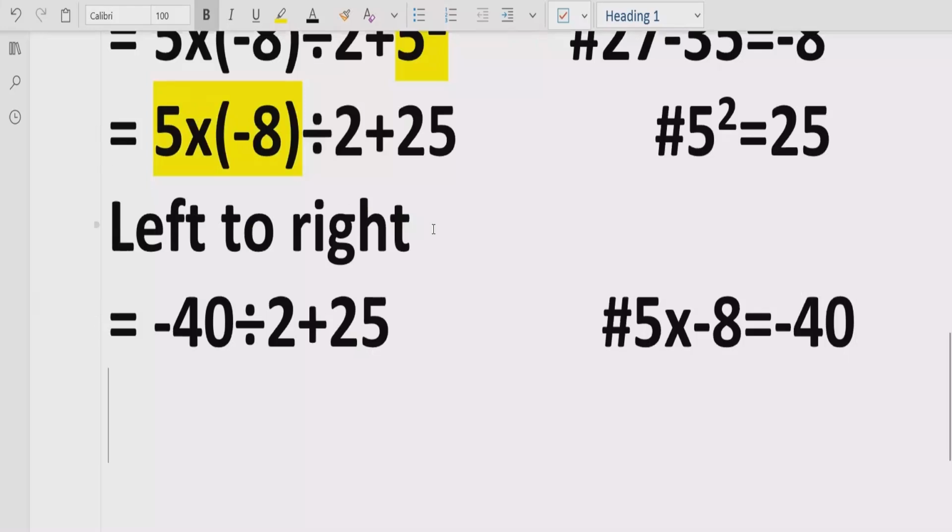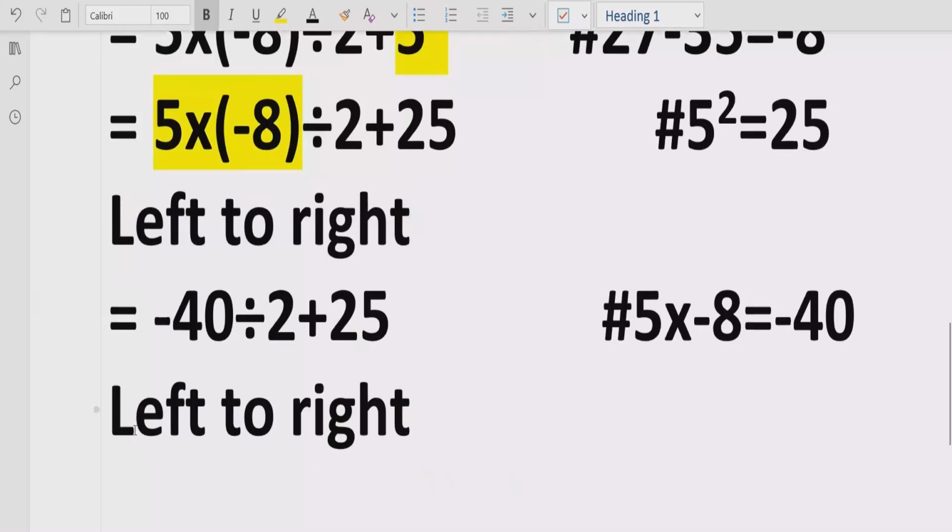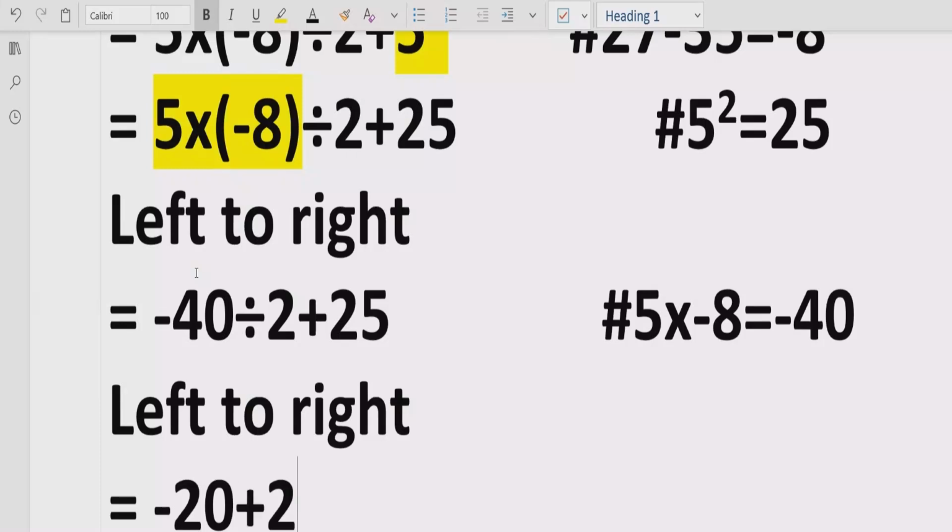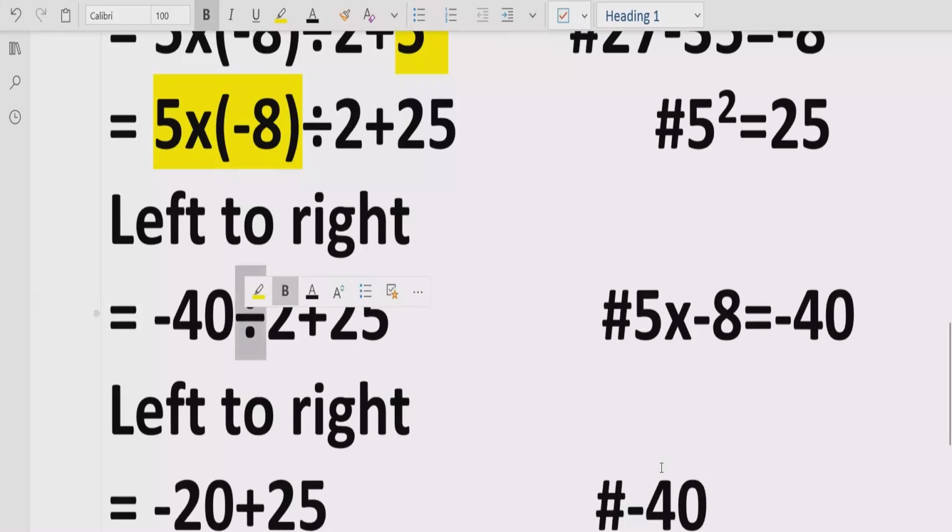Now again we go left to right to solve all the division and multiplication. So now we have minus 40 divided by 2. We divide these two terms and get the answer minus 20. And plus 25, we write as it is. And here we give the reference: minus 40 divided by 2 equals minus 20.